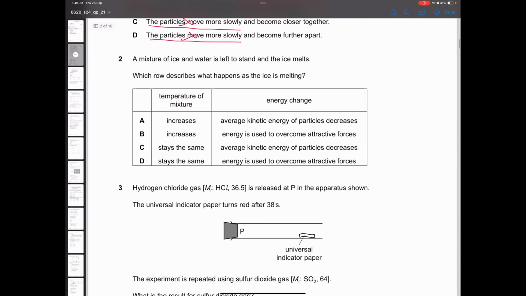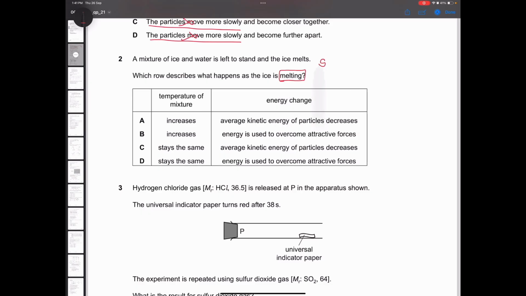Next question. A mixture of ice and water is left to stand and the ice melts. Which row describes what happens as the ice is melting? Now, just pay attention to this. They're saying that melting is taking place here.